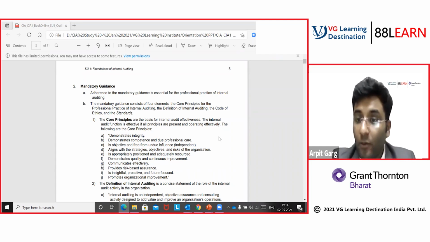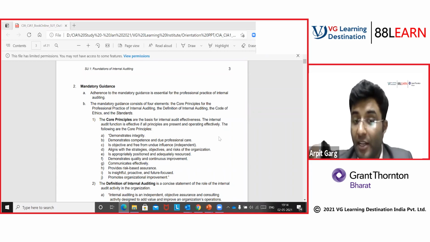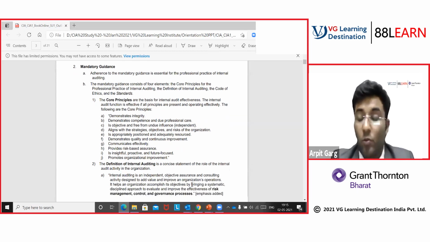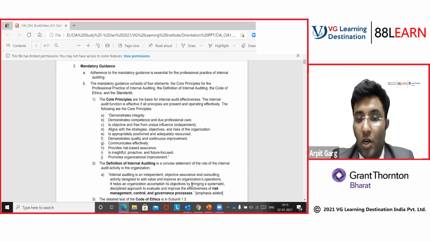We will try to understand how the IIA has defined internal auditing. Every word is very important, guys. Each word written in the definition of internal auditing is important, and throughout this Part 1 program, we will understand almost everything that is written in the definition. Okay. So let's start with the definition of internal auditing that the IIA provides.